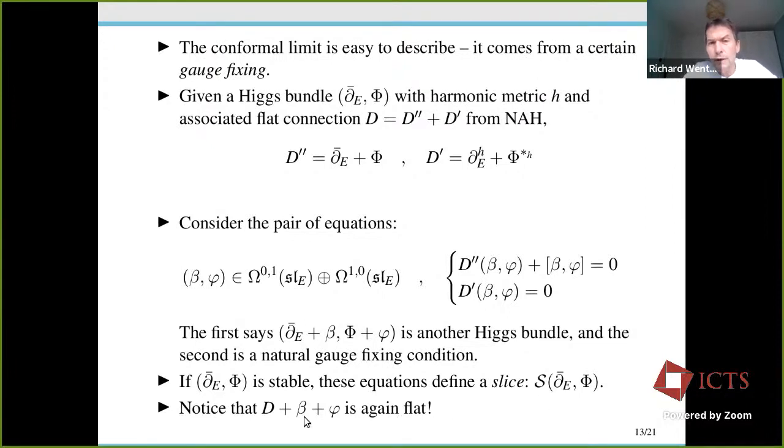So notice in the open stratum case, beta was just 0, and so indeed we were just adding phi. And this condition, when beta is 0, just amounts to holomorphicity of phi. So this slice, in other words, was just the cotangent bundle to the moduli space, the fiber of the cotangent bundle to the moduli space of stable bundles at this particular holomorphic structure.